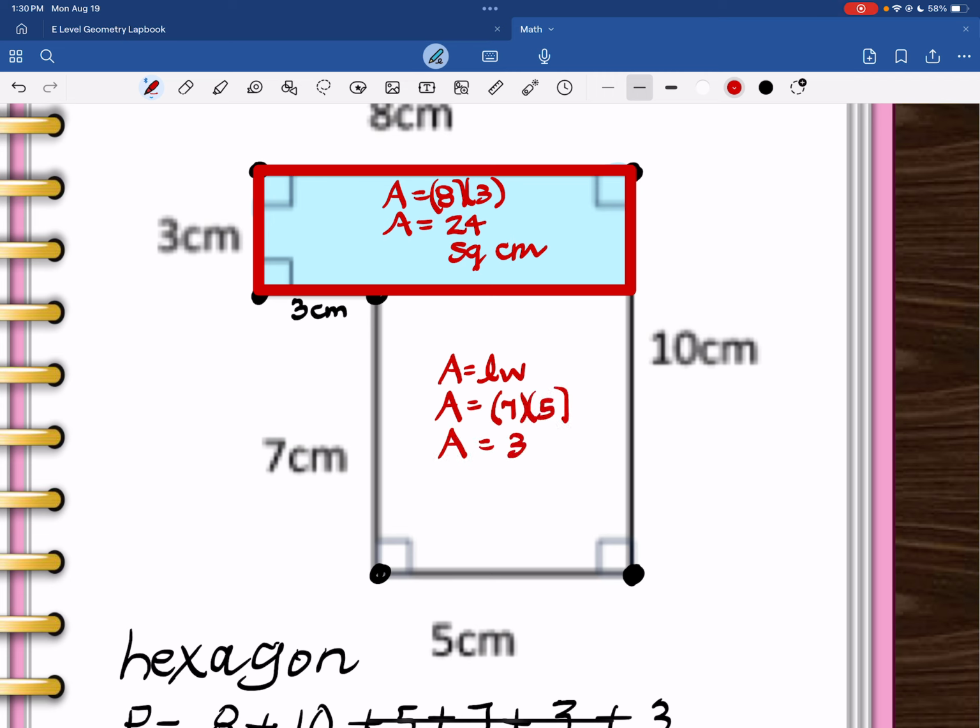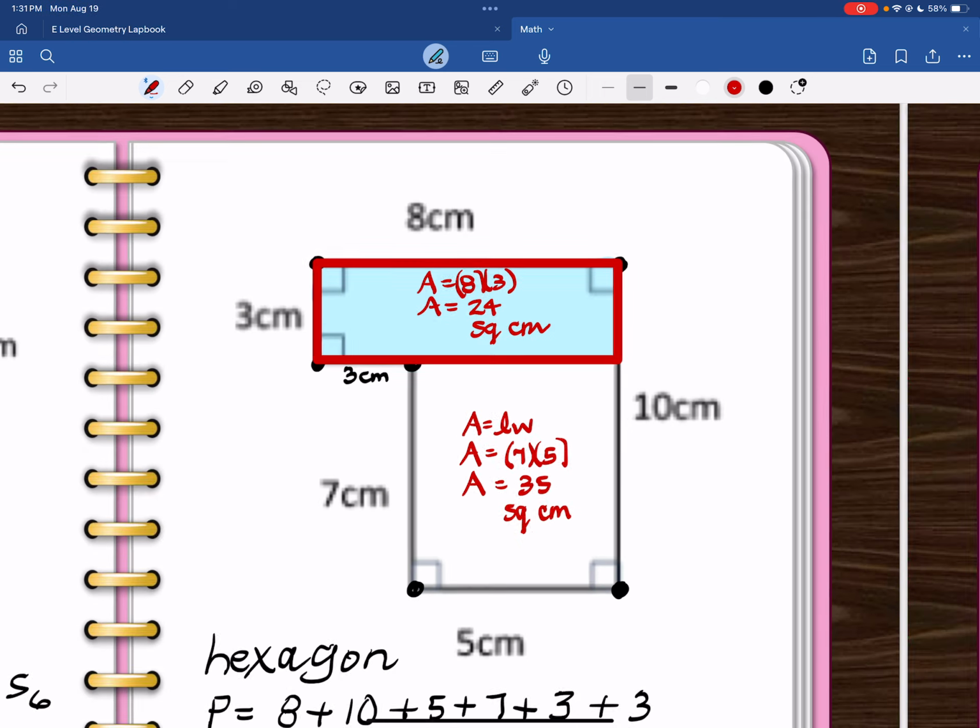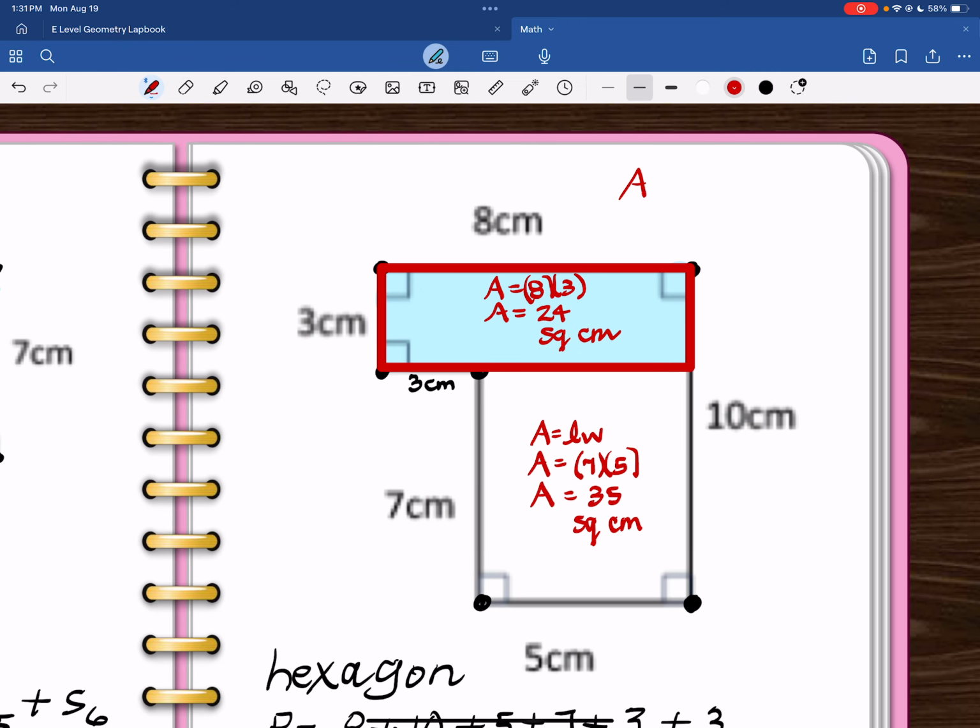This is one of those type of problems where you have almost too much information and you have to pick out what you need. So the total area here will be 24 plus the other section, which is 35, and that will be 59 square units or square centimeters.